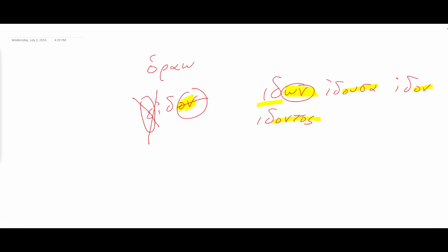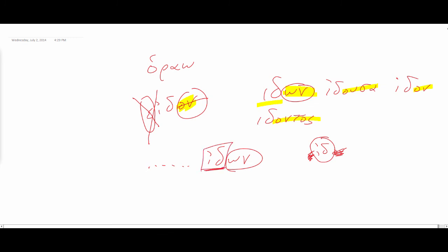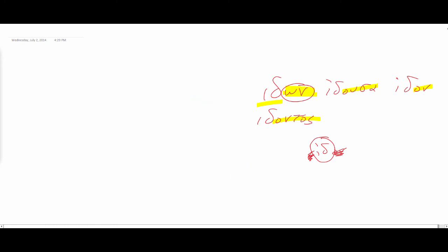And to be honest, when students start reading the text, they'll often hit something like idon. They'll be like, oh, I know that. That's a present participle. And I'll say, well, what verb is it from? And they'll be like, oh, I don't know a verb like that. And I'll say, do you think it could be from eidon? Oh, yeah, it's building off the second aorist stem. I know it's an aorist participle because of the stem. Second aorist participles use second aorist stems and present participle endings.